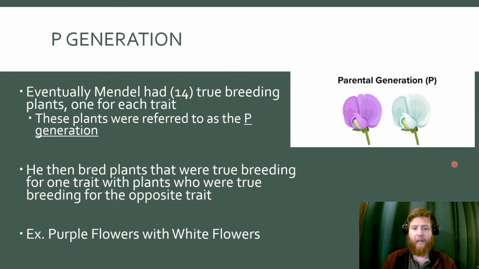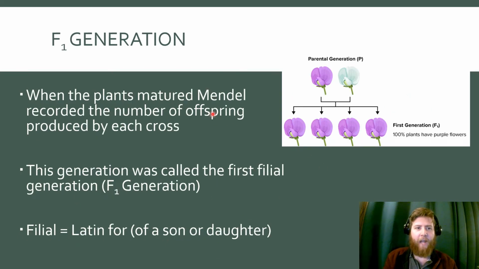What would he get as the results? An example we're going to look at is purple flowers, and then mixing them with white flowers. So in the F1 generation, which stands for filial, Latin for son or daughter, he got this first filial generation, and you can see here all of them have purple flowers. All 4 of these have purple flowers. This white trait kind of disappeared somewhere in here.